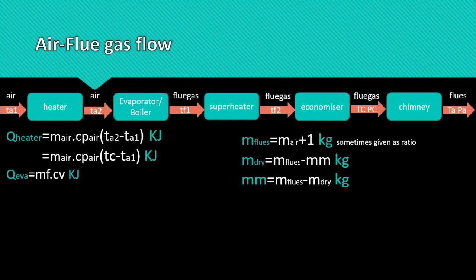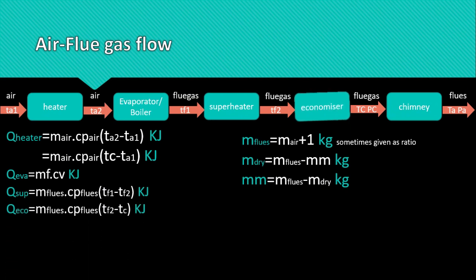For the superheater, Q sup is equal to mass of flue gas multiplied by Cp of flue gases, which is the specific heat capacity of the flue gases, then multiplied by the temperature of flue gas 1 minus the temperature of flue gas 2. For the economizer, Q eco is equal to mass of flues multiplied by Cp of flues, and then multiplied by the temperature of flues 2 minus the temperature at the chimney base.